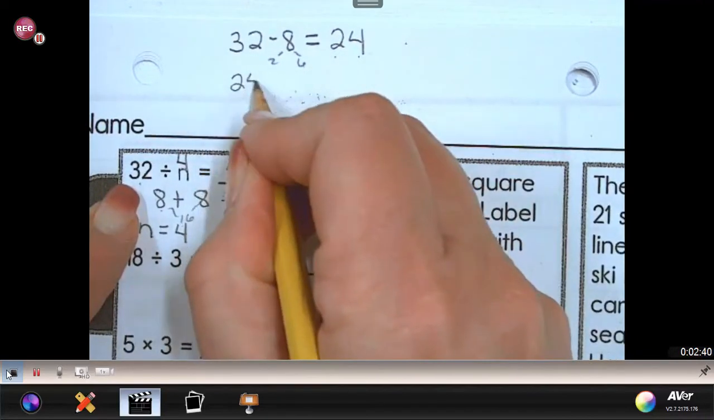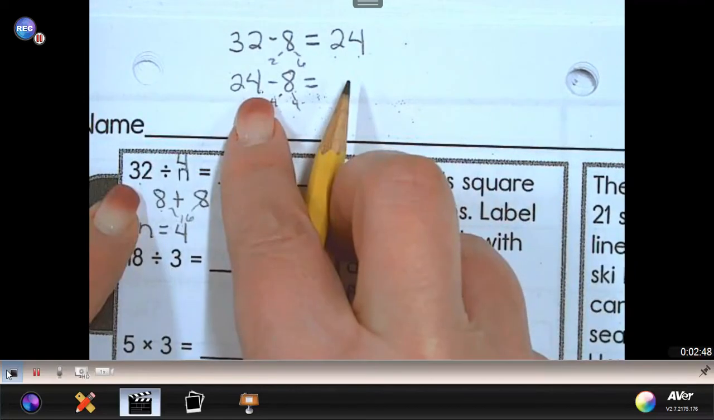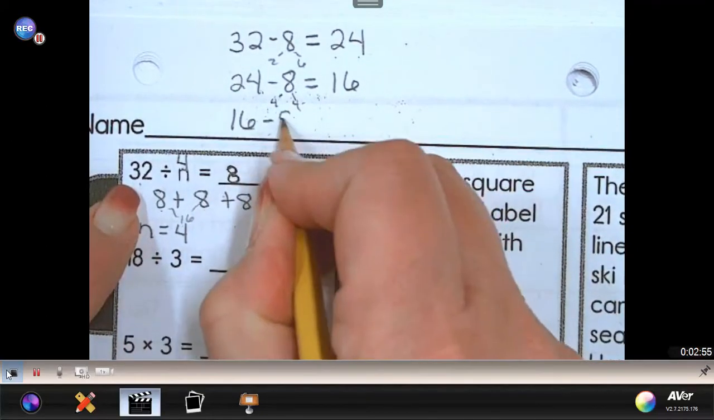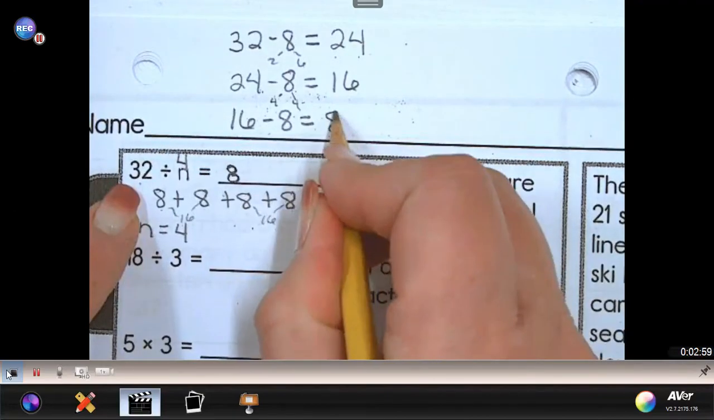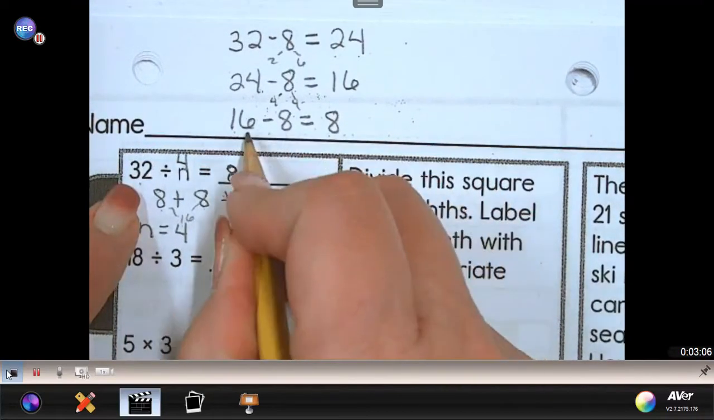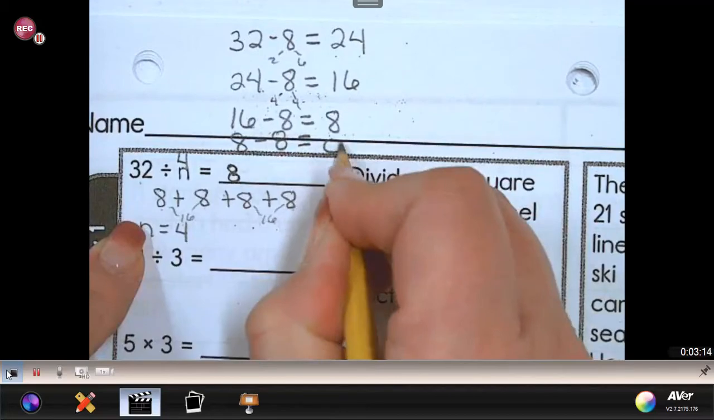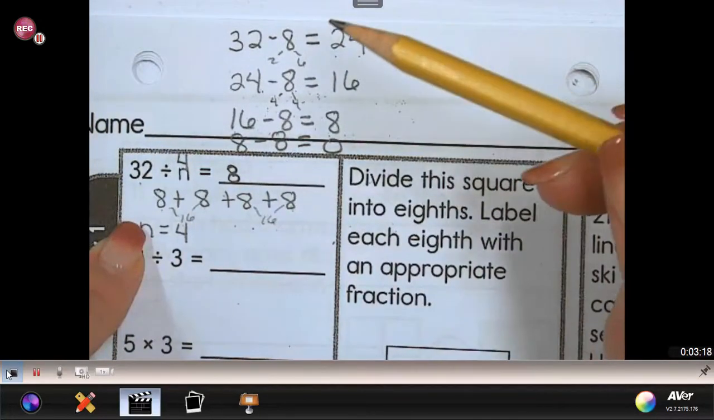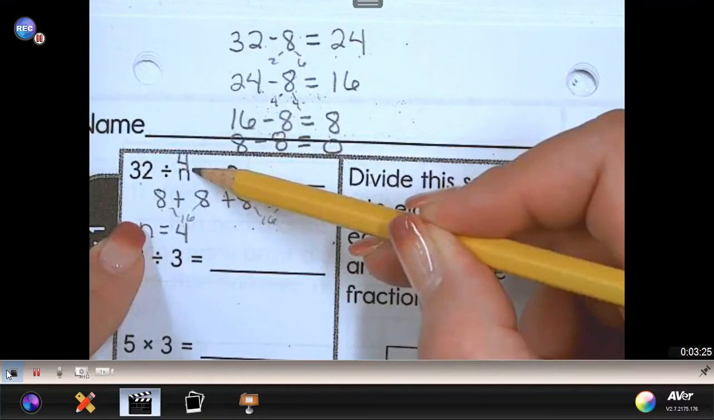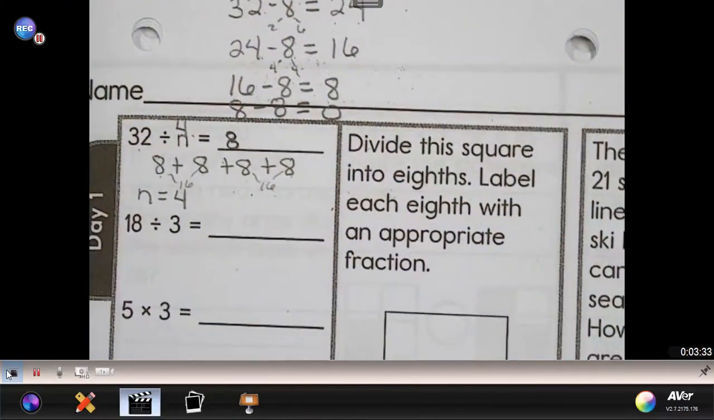If I start with that 24 and take another group of 8 away, I'm going to break it up as 4 and 4. I take this 4 away, which makes 20, and take 4 more, and now I'm at 16. And since I know 8 plus 8 is 16, I can check my subtraction by going backwards and using addition. And finally, 8 minus 8 gives me 0. So how many groups of 8 was I able to subtract starting with 32? 1, 2, 3, 4. That's 4 groups of 8 that I was able to take and share equally from the 32. So just a couple of different ways to think about it.